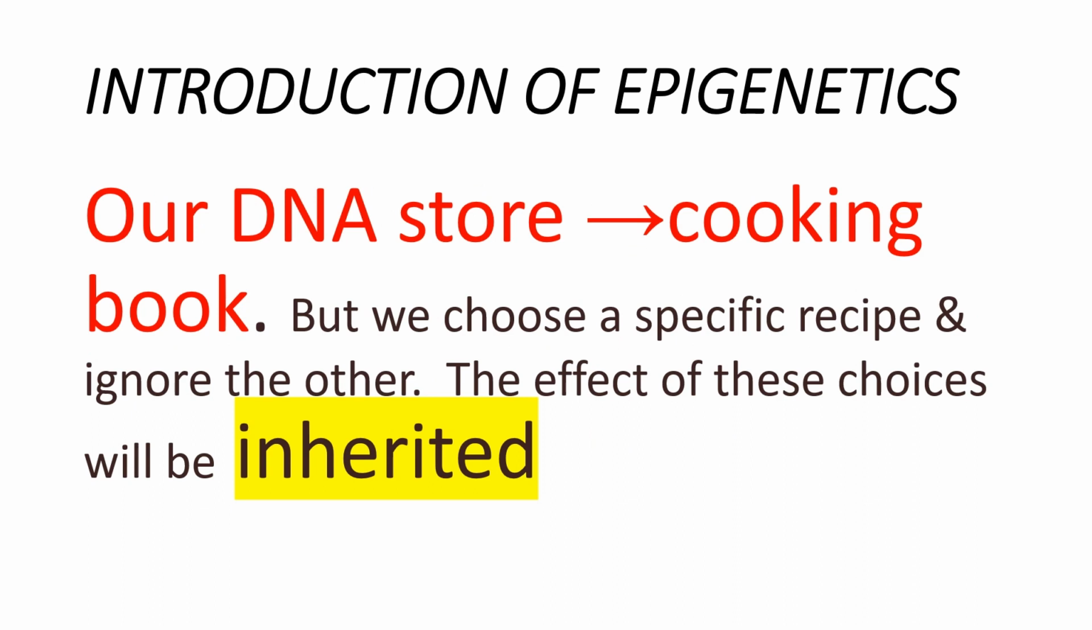Our DNA works like a cooking book with all types of meals available for use, but we choose to take a specific recipe and ignore the others. How? It's just by choosing a healthy lifestyle, starting from eating plenty of greens, healthy eating, exercise, and thinking positively. Also, we have to avoid pollution, smoking, and drugs. The effect of these choices on the functions of our genes will be inherited and affect our generations.